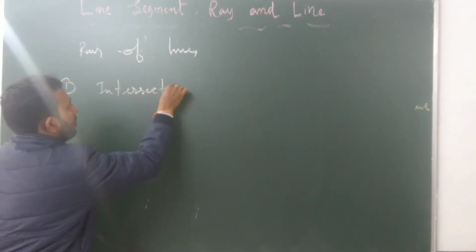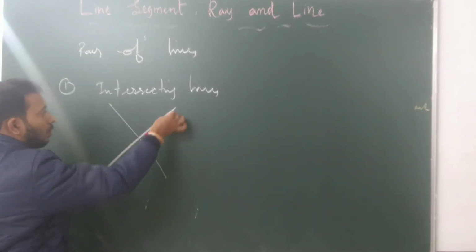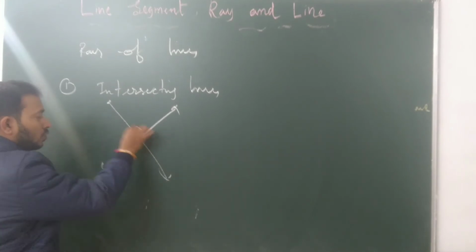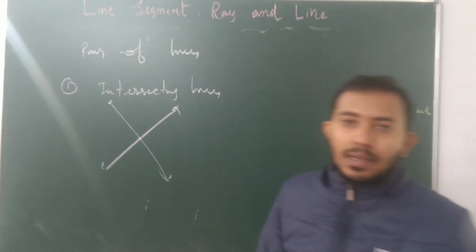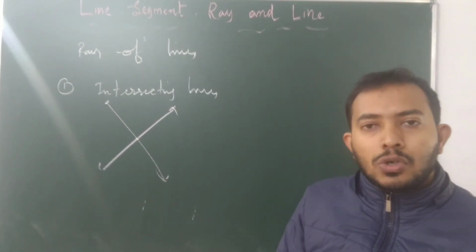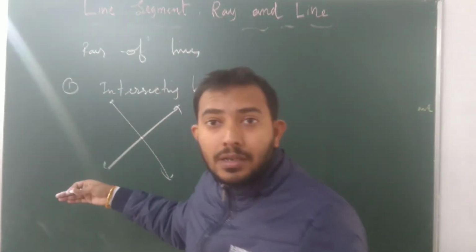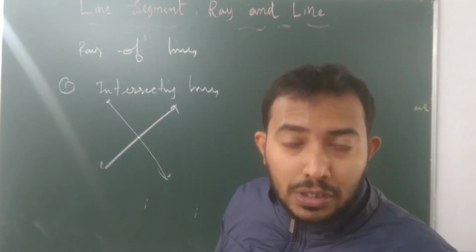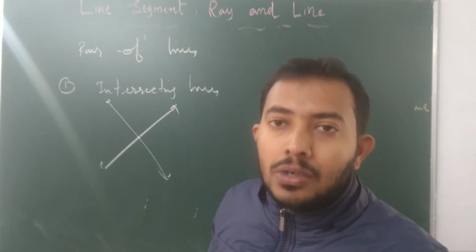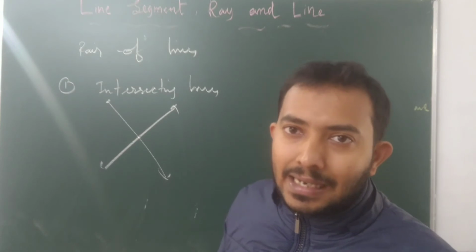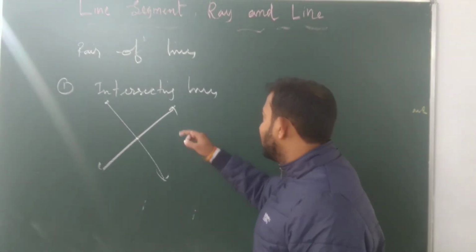The first one, intersecting lines. That means take 2 lines, and if they pass through a point, then we call these 2 lines intersecting lines. Remember, only 2 lines. If there are more than 2, that means 3, then it will be concurrent lines. Only 2 lines we say intersecting. 3 or more than 3, concurrent lines. So 2 lines are said to be intersecting lines if they intersect at a common point. That is an intersecting line.